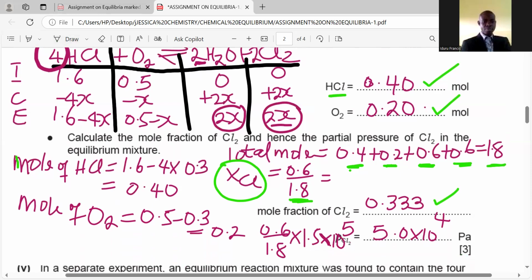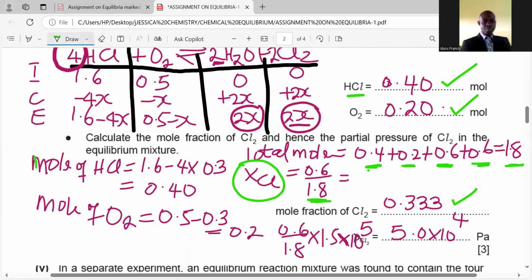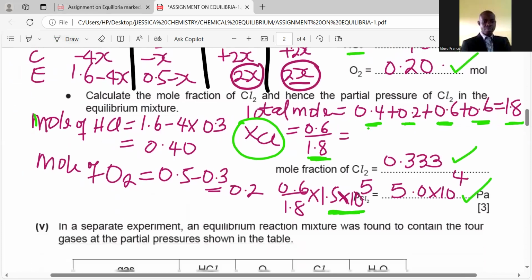Having done that, we are also asked to find the partial pressure of chlorine. To do that, the partial pressure of chlorine will be 0.6 by 1.8 times the total pressure of the reaction. And that will give us 5.0 times 10 power 4 Pascal. So that has been done.